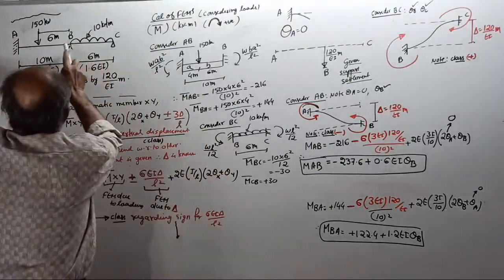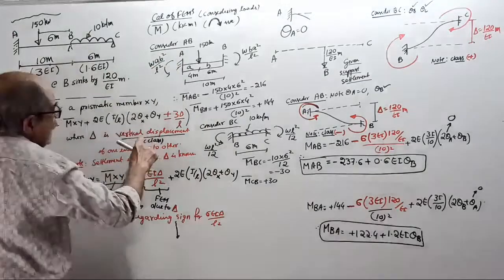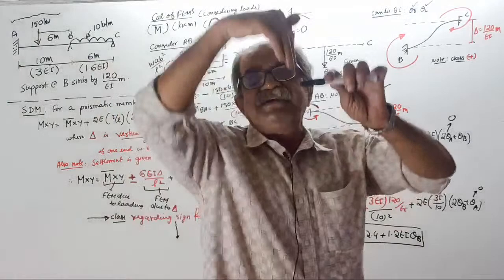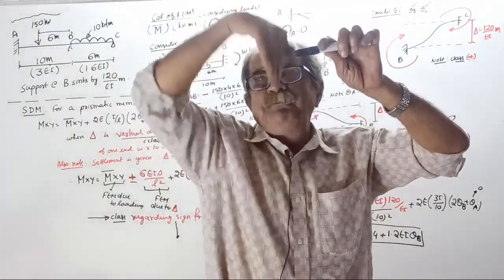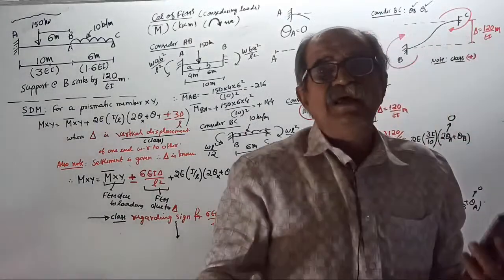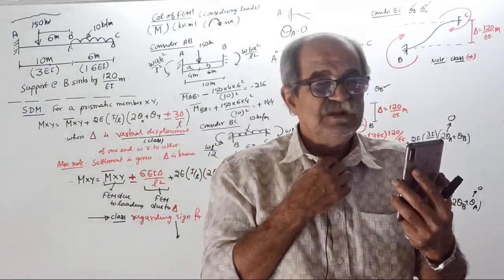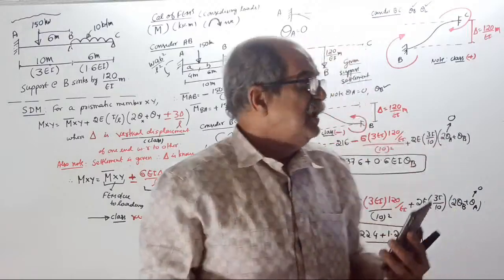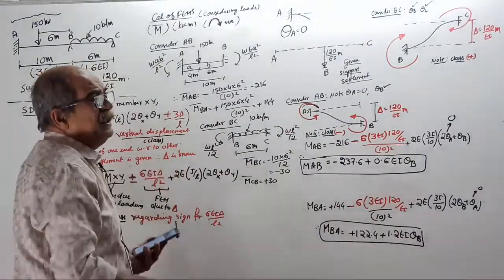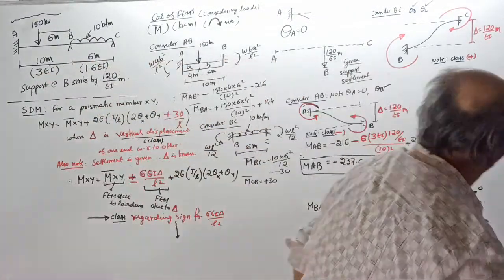Since the beam is horizontal, perpendicular means vertical. That's why I wrote vertical. Clear? Technically, it is not vertical. It is transverse, perpendicular to the member. But since our beam is horizontal, delta means vertical. Technically, it is the transverse displacement of one end with respect to the other. And one more note.